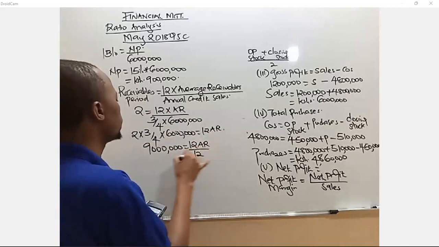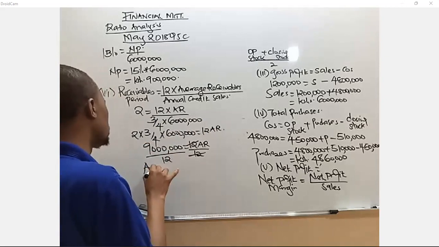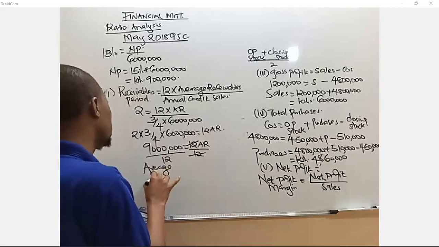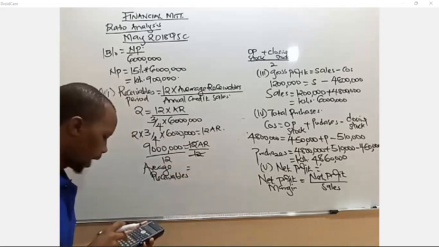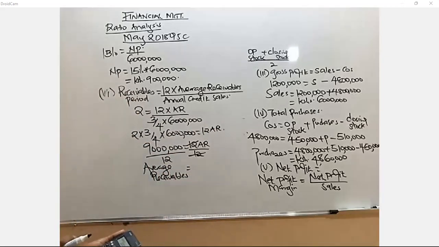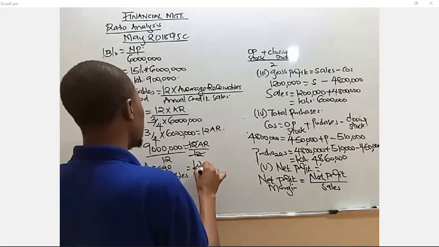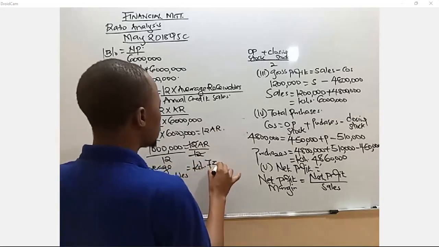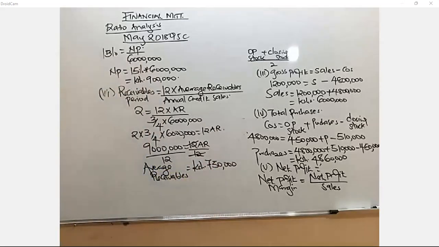Divide here by 12, divide here by 12. So the average receivables is how much? The average receivable should be equal to 9 million divided by 12. I'm supposed to be getting Kenya shillings 750,000. That is how you compute your average receivables.